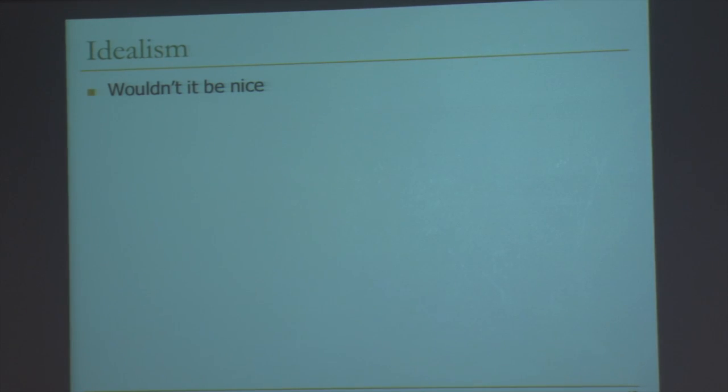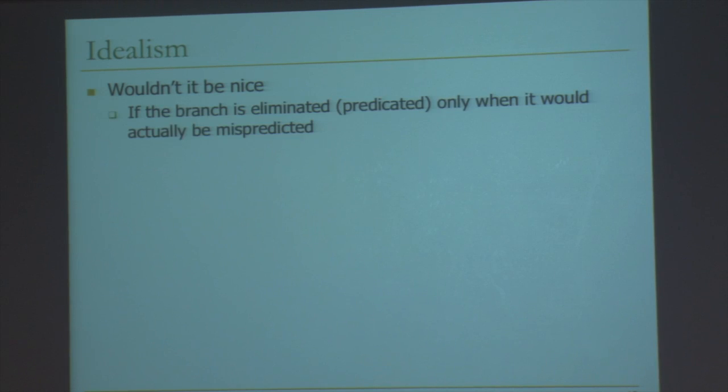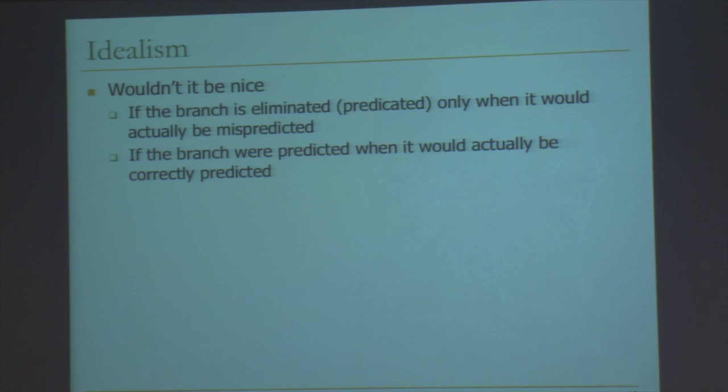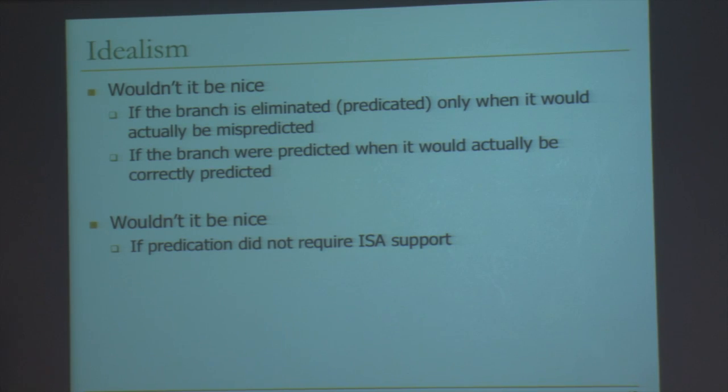But I'll talk about some idealism. It's always good to try to be an idealist if you want to improve things. But wouldn't it be nice if this is true? If the branch is eliminated only when it would actually be mispredicted, right? And if the branch were predicted only when it would actually be correctly predicted. Basically, we'd like to do that. And also, wouldn't it be nice if predication did not require ISA support? It's a little bit tougher. But people have looked at this. People have tried to make this happen.